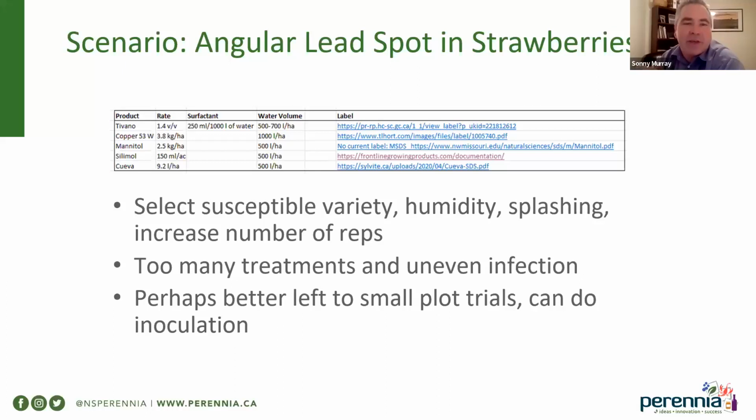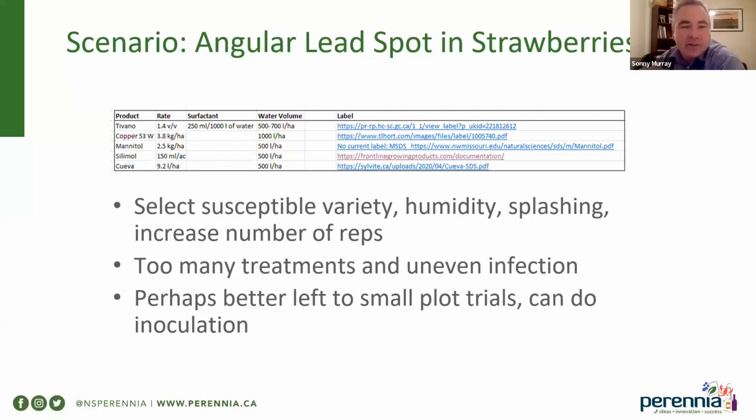So in this case, in order to set yourself up for success, you probably want to grow a susceptible variety. You want to have high humidity in that field. So maybe you want a field that's a little bit smaller with a tree row around it to get that humidity up a little bit higher. Maybe you want splashing in that field to get your disease taking off. And so maybe you want the overhead irrigation on this trial.